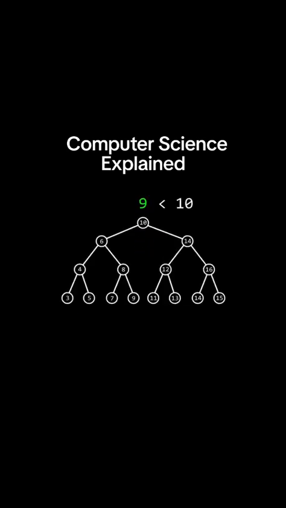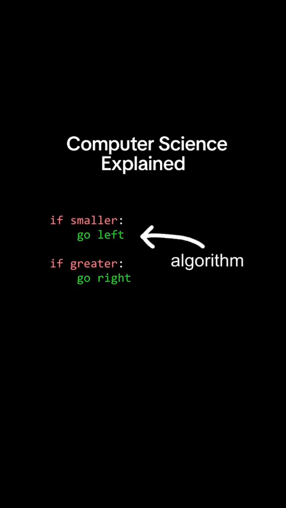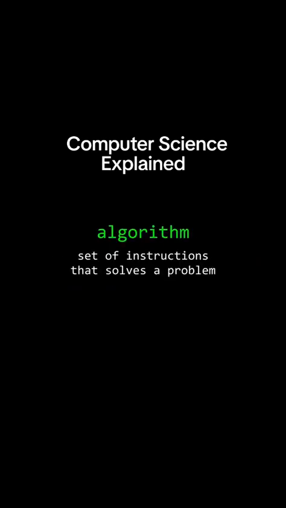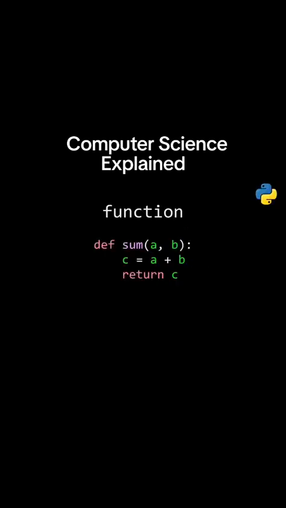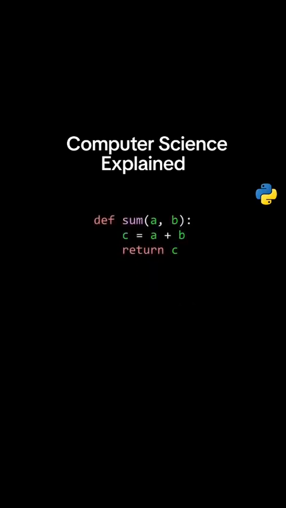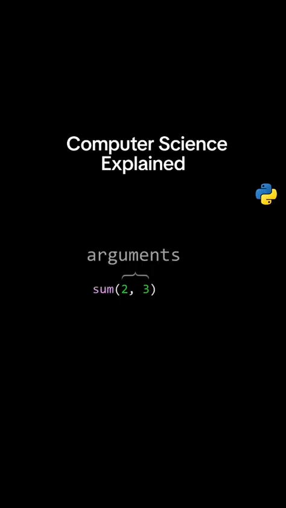If you want to find a target value, just start at the root. If the target is smaller than that node, go left. If it's greater, go right, and repeat this until you find the target. What we just used is a very simple algorithm, which is just a set of instructions that solves a problem step by step. The simplest way to write an algorithm is in the form of a function. It takes inputs, does something with them, and returns an output. Just like variables, you can then call a function by its name and pass in different arguments.